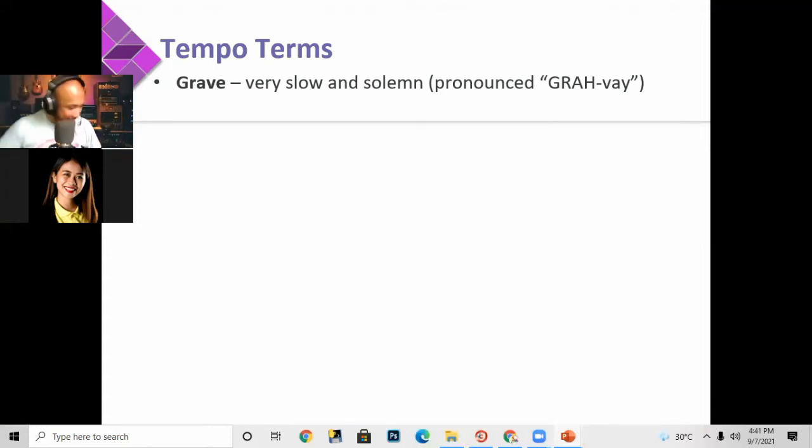All right. I'm back. So we have here a metronome. Pakita ko sa inyo si metronome. So we have here grave, very slow and solemn. So pag pinunta natin sa grave, ang sabi dito, grave is 40 beats per minute. 1, 2, 3, 4. Yan yung tempo kung gaano kabagal.